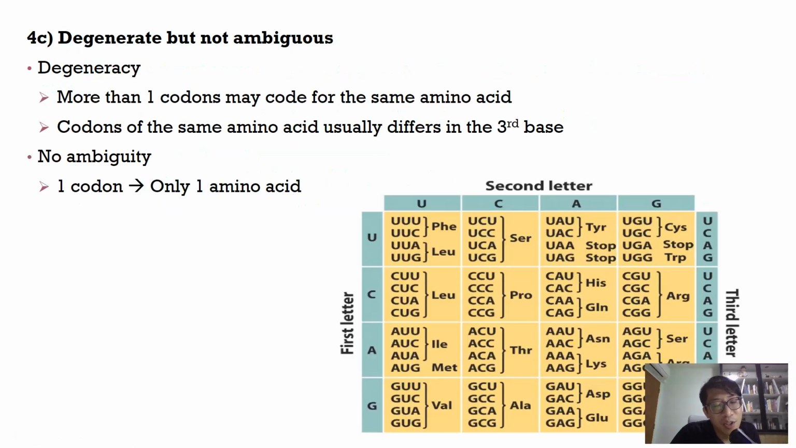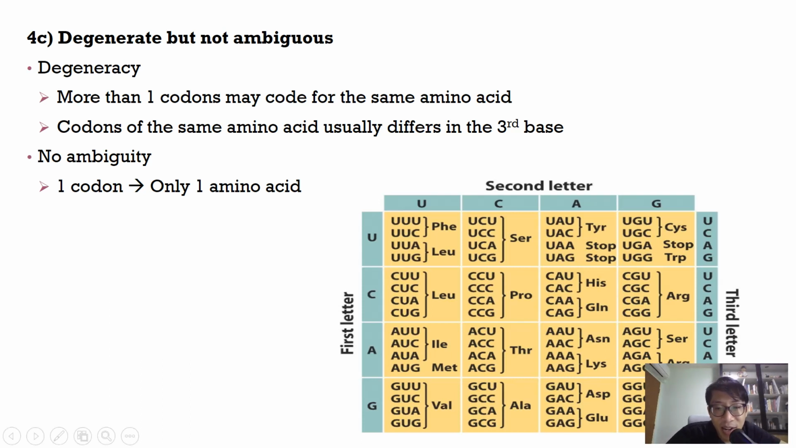Okay, so going back to the features of the genetic code. The genetic code is described as degenerate, but not ambiguous. Being degenerate means that more than one codon can code for the same amino acid. Remember, there are 61 codons that code for amino acids, but only 20 amino acids. So that tells you some codons surely code for the same amino acids.